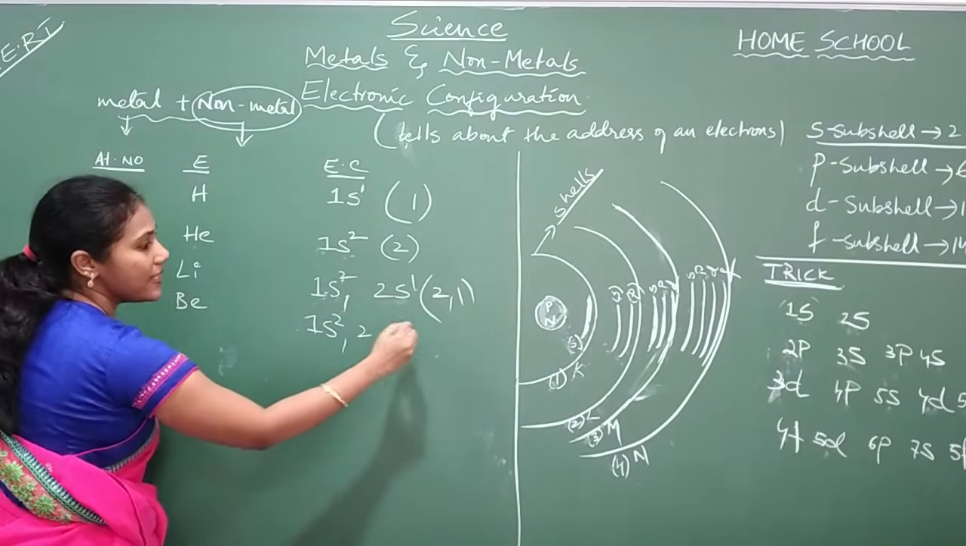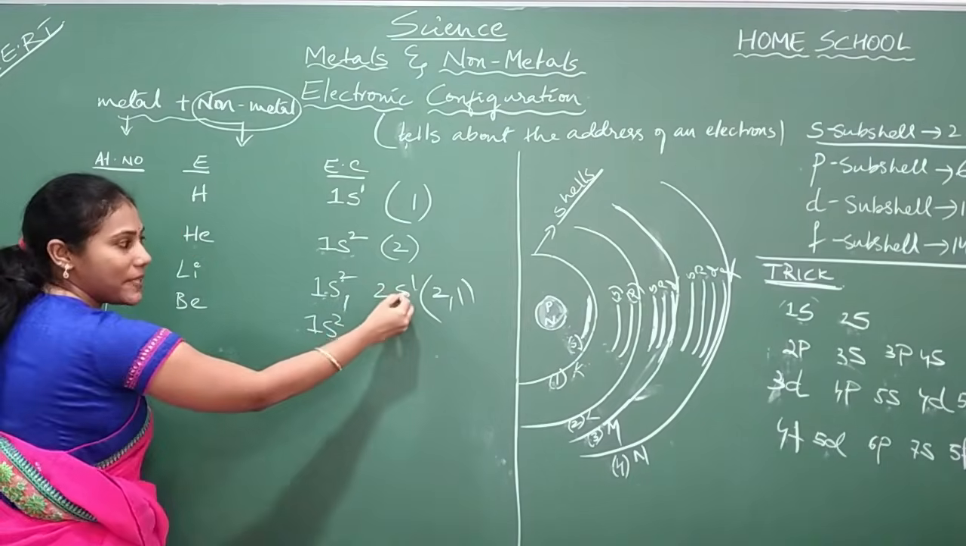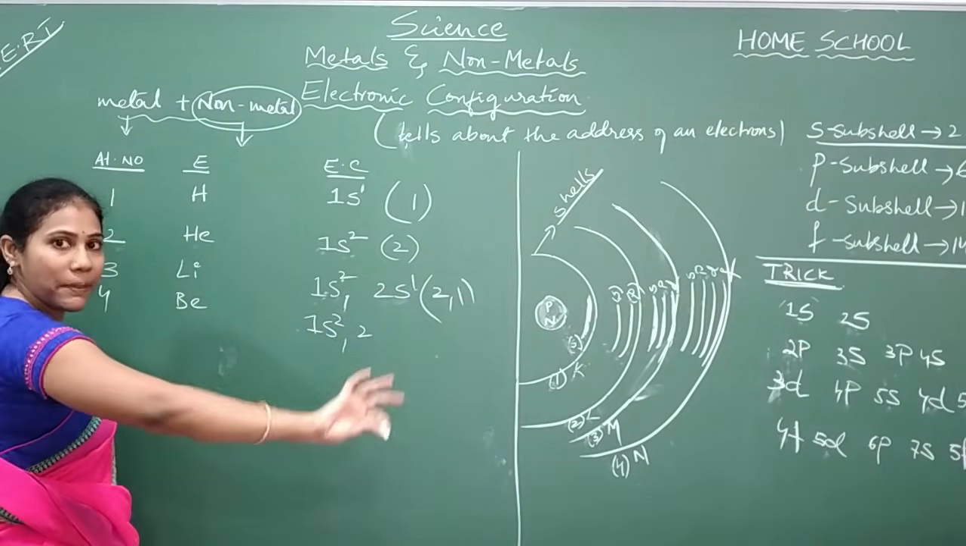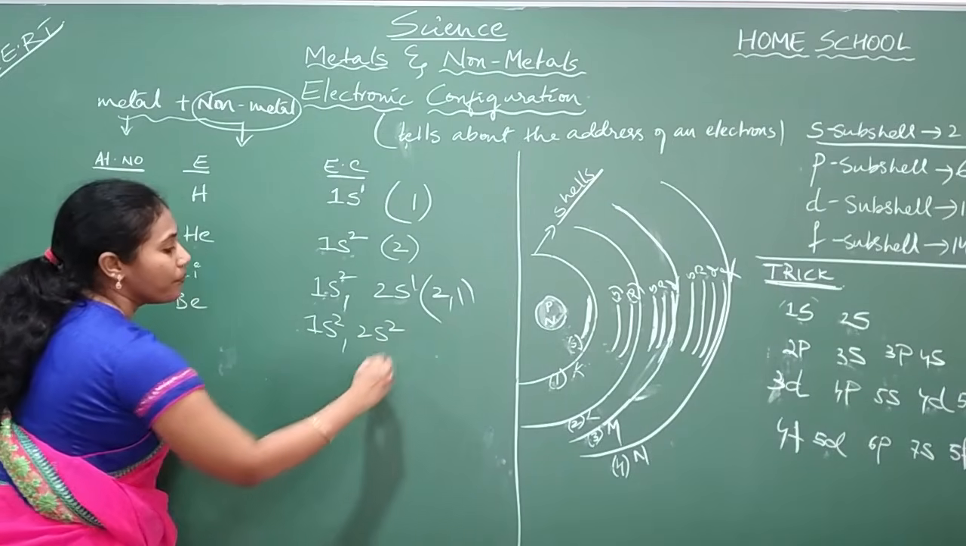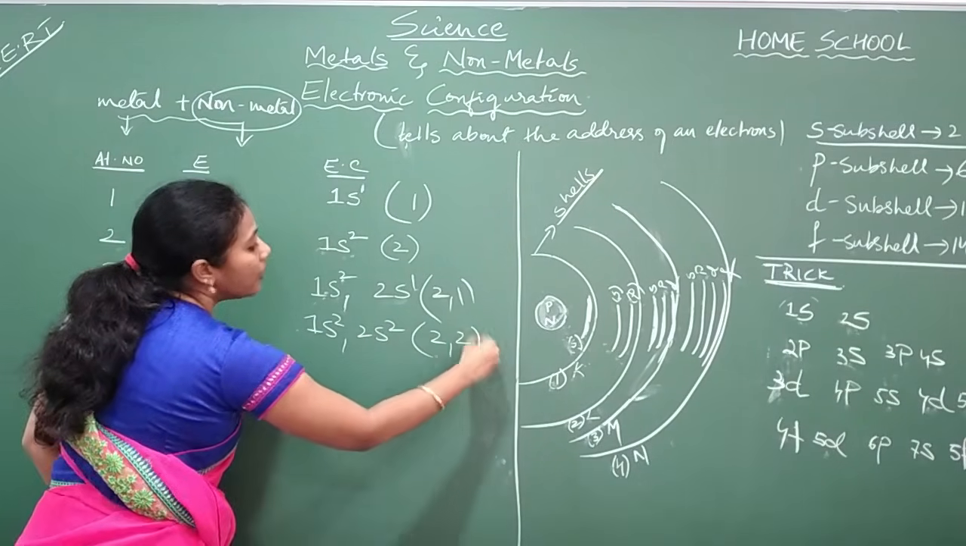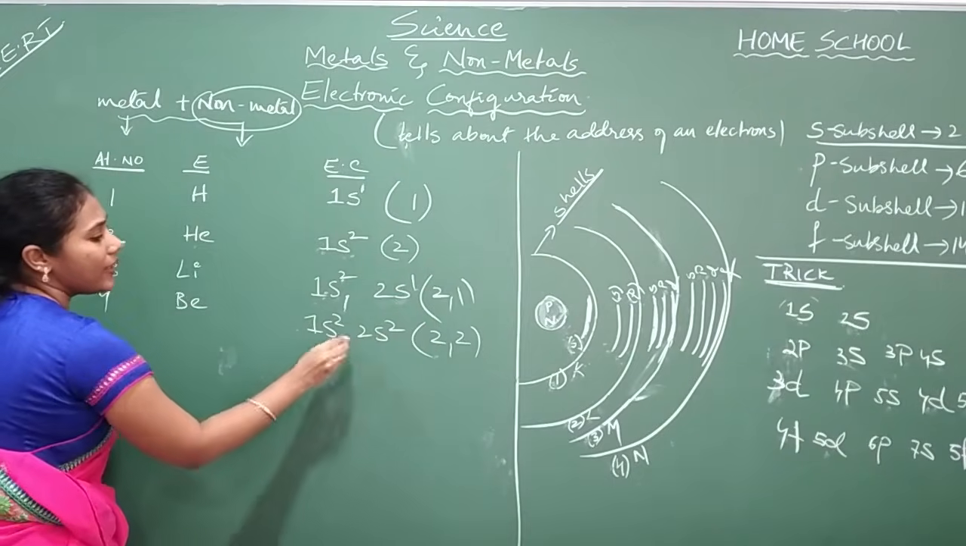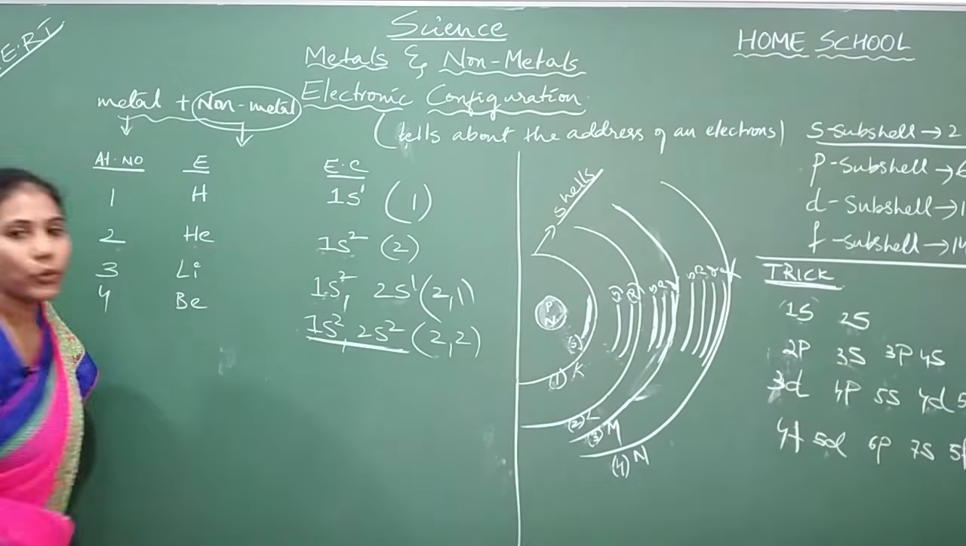What is the electronic configuration? 1s2. Here is there still space? No. Maximum capacity is 2. So 2s2. So 2, 2. Or this or this, but this is important to write.